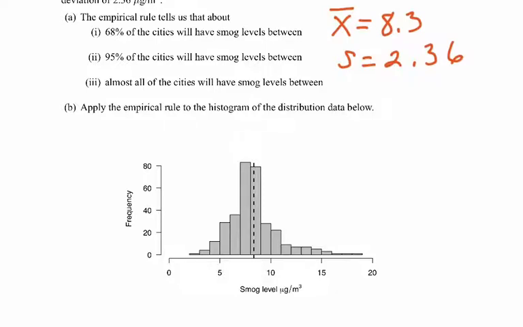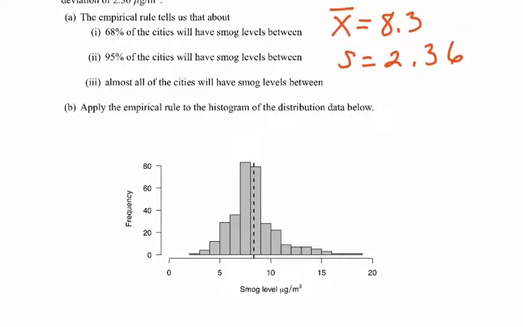So the empirical rule gives us an idea of where the data should lie in the distribution based on how far it falls from the mean, how many standard deviations from the mean. The empirical rule in this example will tell us that about 68% of the cities will have smog levels that lie within one standard deviation of the mean. So what do we mean by that? We mean one standard deviation below and one standard deviation above.